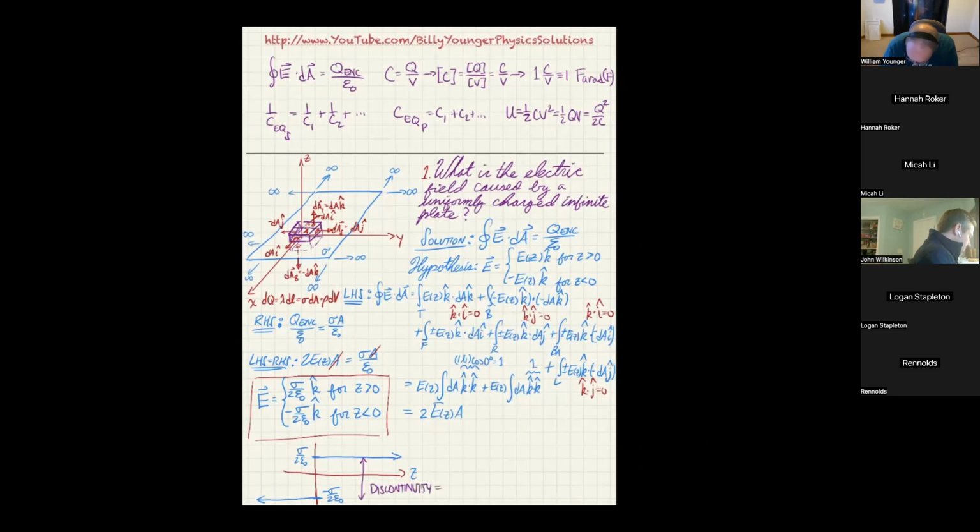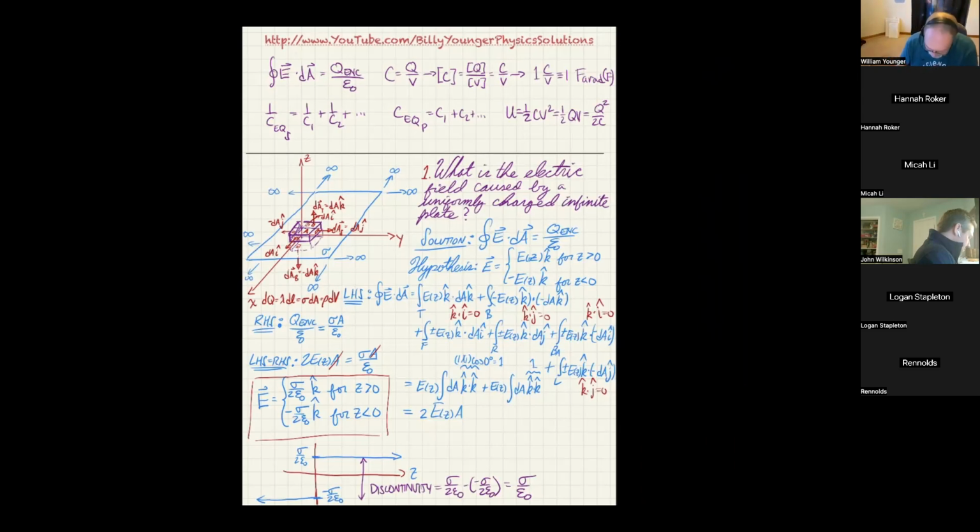is equal to sigma over 2 epsilon naught minus negative sigma over 2 epsilon naught, which is just sigma over epsilon naught. That's a fundamental fact. Okay, that's one of the boundary conditions of Maxwell's equations. It basically says that the perpendicular component of an electric field is only discontinuous if there's a surface charge, and then its discontinuity differs by sigma over epsilon naught in going from one side of the surface to the other. And that's what we see here.